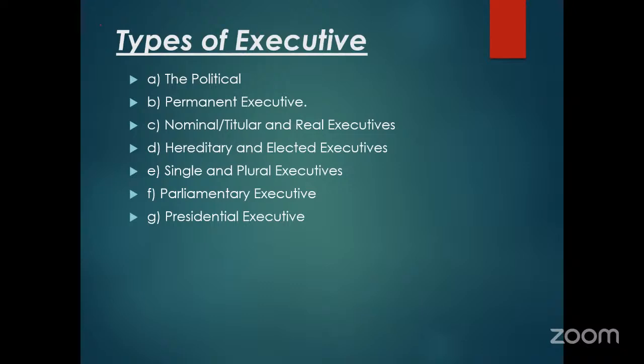Coming to the first one, the political executive. The political executive consists of the elected representatives, the representatives elected by the people, and they are responsible for all the decisions and policies to the public. Why? Because they are elected by the people, so they are responsible to the people.